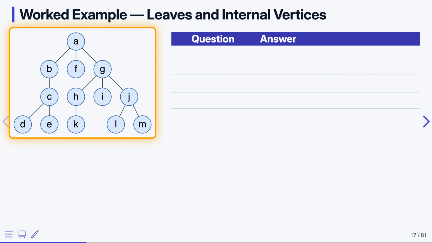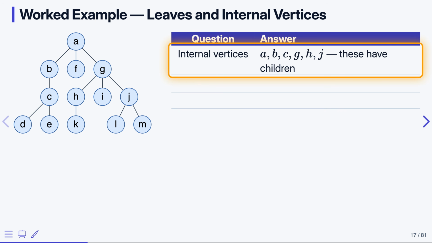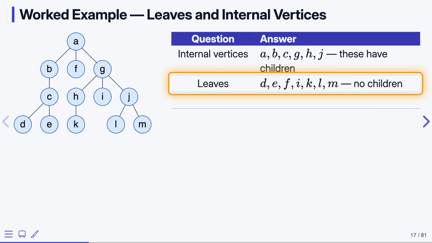Now the last 3 questions on the same tree. First, the internal vertices. An internal vertex is one that has at least 1 child. Go through the tree and pick them out. They are A, B, C, G, H, and J, that is 6 of them. Next, the leaves. A leaf has no children at all. They are D, E, F, I, K, L, and M, that is 7.